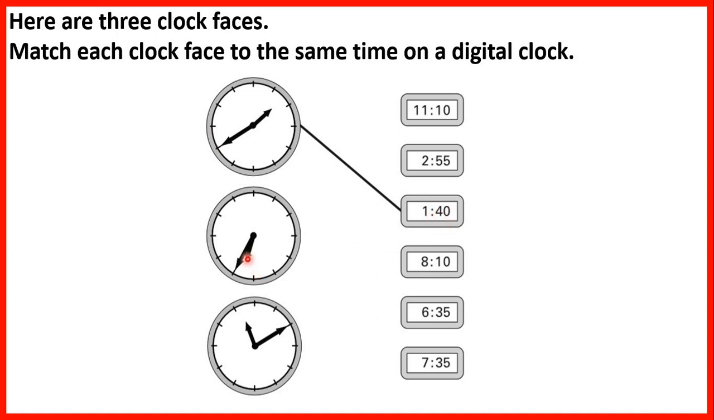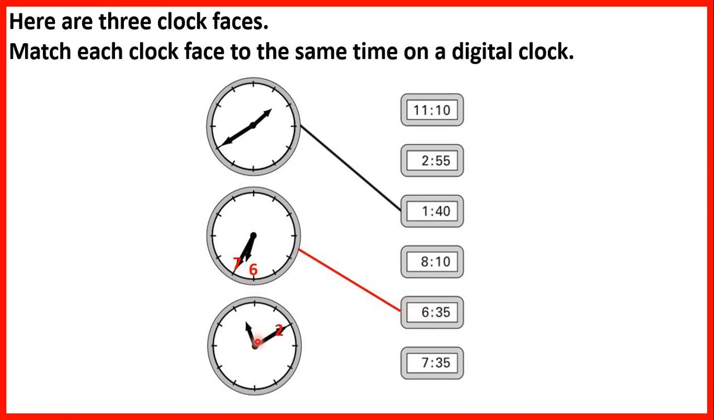Now here we can see that the hour hand, the shorthand, has gone past the 6 and hasn't got to the 7 yet, so the hour will be 6, and then the minute hand is on the 7, and 7 times 5 is 35, so the time is 6:35.